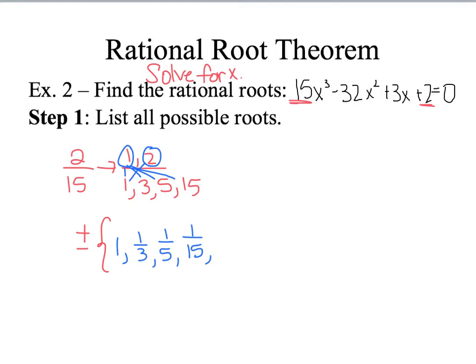2 over 1, which is just 2. 2 over 3, we have 2/3. 2 over 5 is 2/5. And 2 over 15 is going to be 2 over 15. And now we're done with step 1.